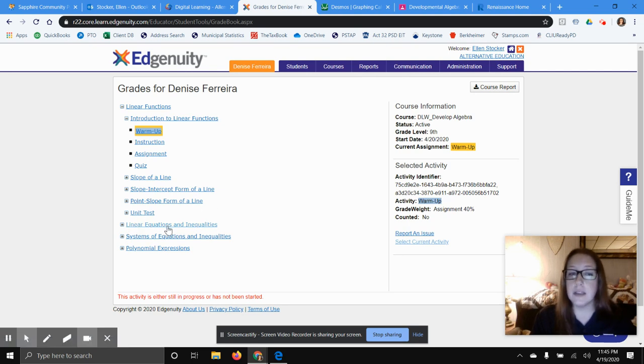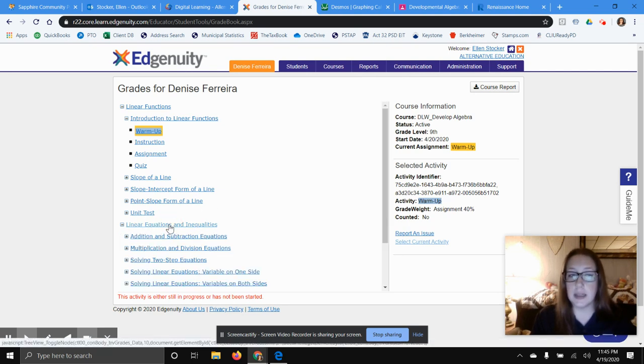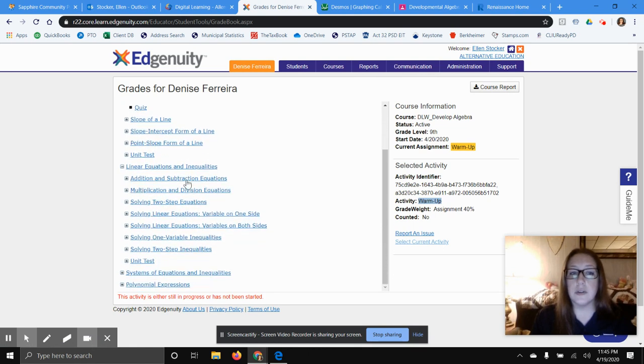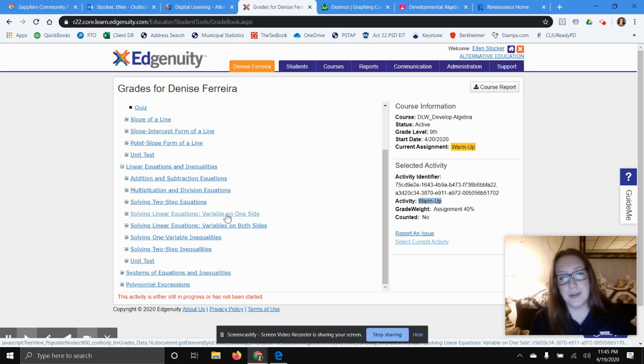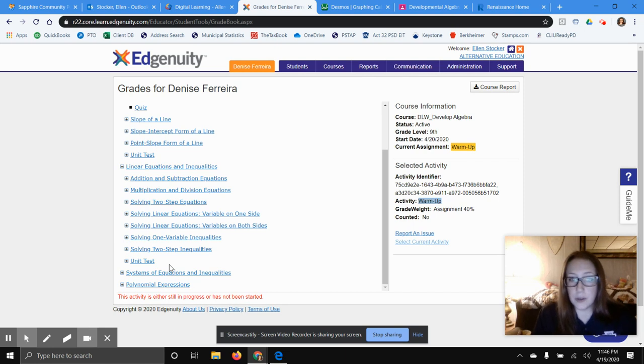Then we have our next unit, which is linear equations and inequalities, where we're going to learn how to add and subtract equations, multiply and divide equations, solve two-step equations, which you guys already know how to do, solve linear equations with a variable on one side, you know how to do that, solving linear equations with variables on both sides, you know how to do that too, solving one variable inequalities, we did this, solving two-step inequalities, we did this, and then a unit test. So this entire unit here should be a really nice review for you, and we did it in class together. So you do already know it, you just have to dig it out of the back of your head.